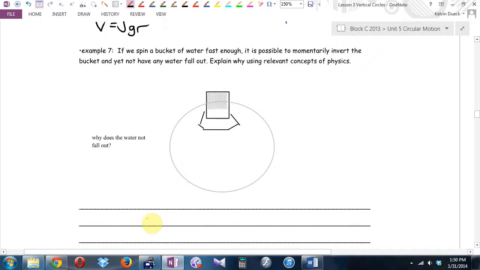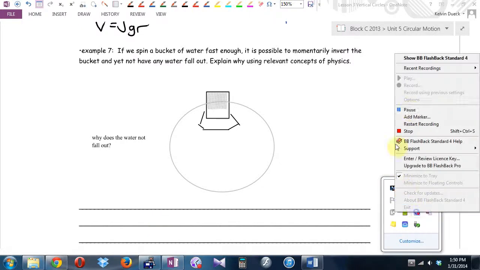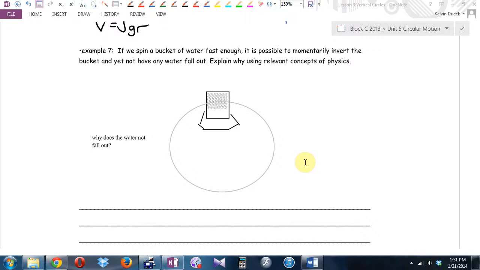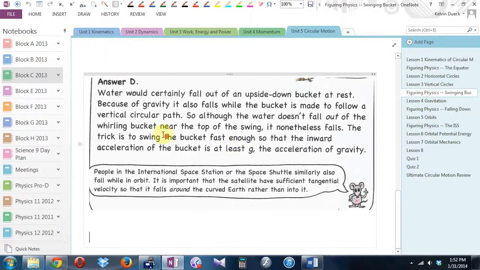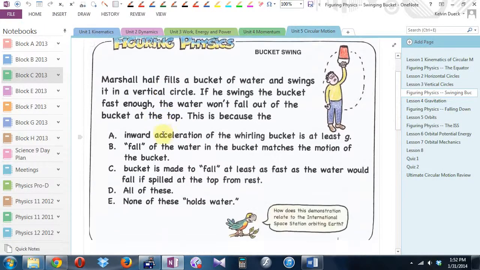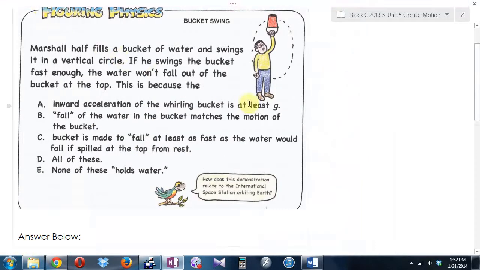Example 7. If we spin a bucket of water fast enough, it is possible to momentarily invert the bucket and yet not have any water fall out. Oh, I sense some doubt. Okay. Why does the water not fall out? I'll give you a couple of options. Oh, that wasn't supposed to be there. Had the answer sitting there for a second. Got to line these up properly sometimes.